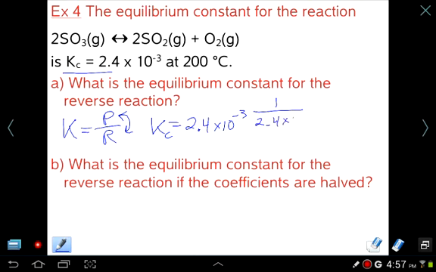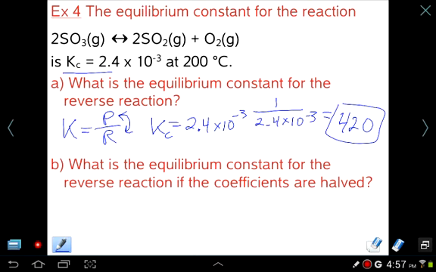2.4 times 10 to the negative third. If you put that into your calculator, you should come out with a value that looks something like 417, and really 420, following significant figure rules. So 420 is our new Kc. And recall, Kc won't have units.